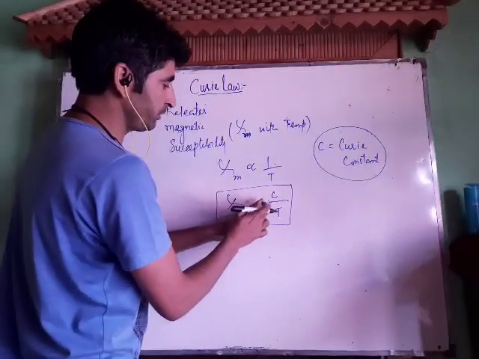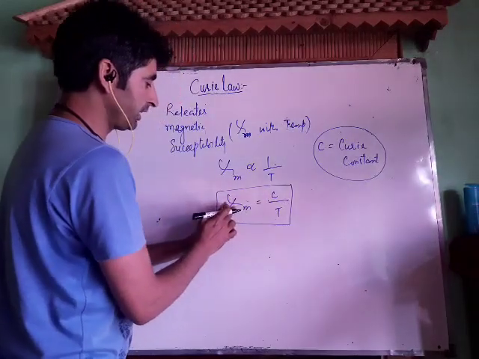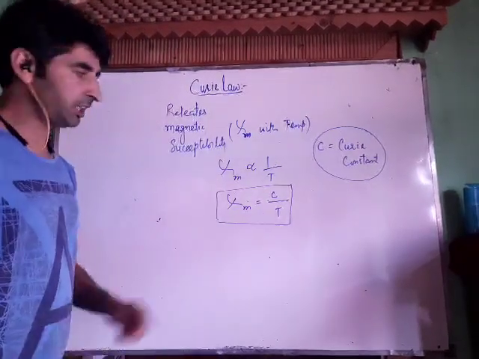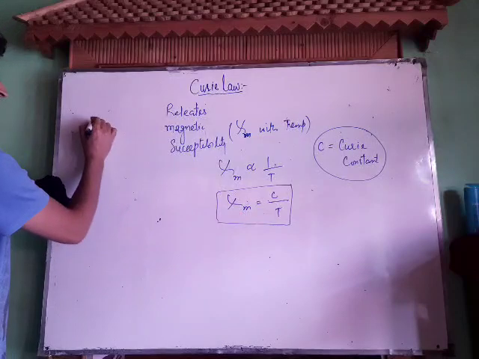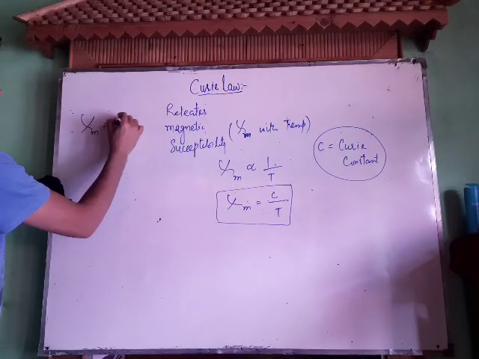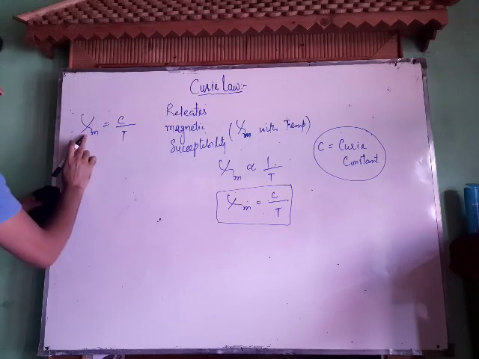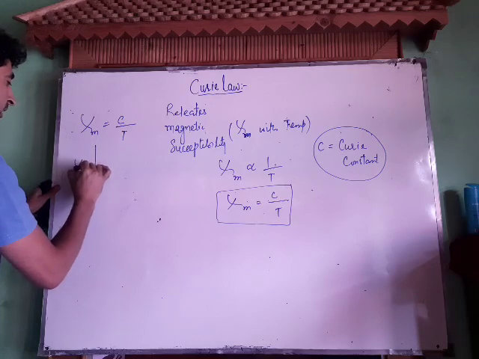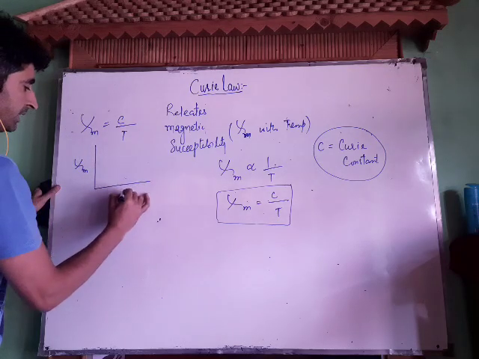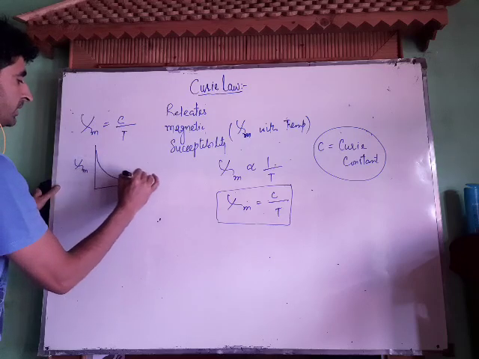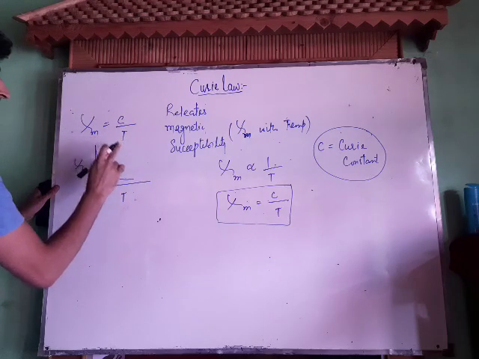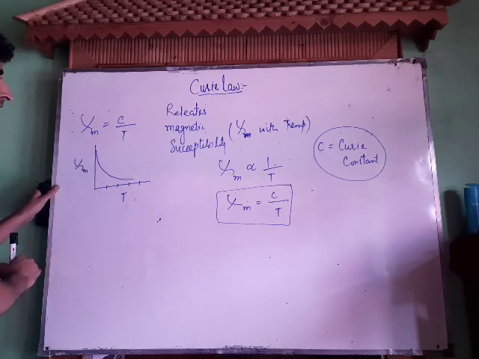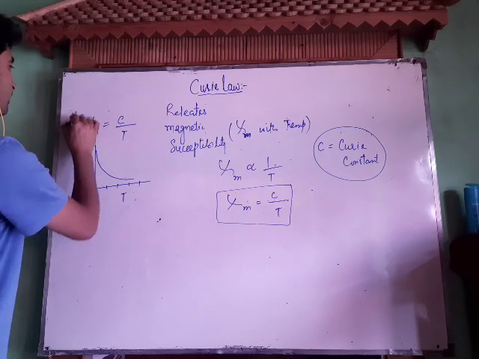Chi m is equal to C by T, where chi m is molar magnetic susceptibility, C is the Curie constant, T is temperature. Now see, if we show a graphical representation of this equation, chi m is equal to C by T, magnetic susceptibility is inversely proportional to T. If we plot chi m with temperature, we will get a graph of this type, because chi m decreases with increase in temperature. Here we are increasing temperature towards this side and chi m decreases like this. This is one type of graph we can get from this equation.